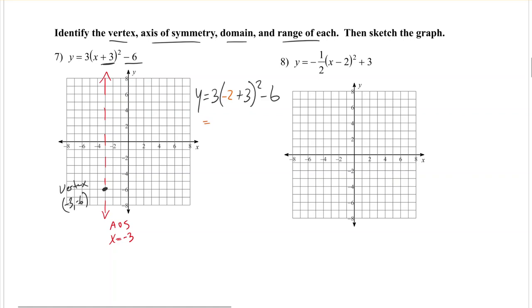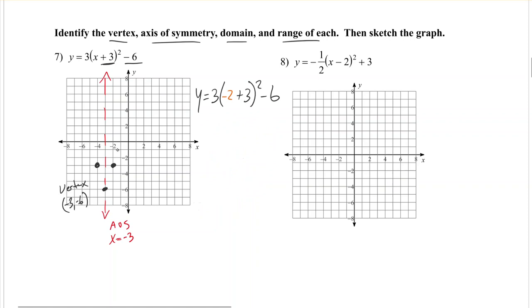let me write this out for you, 3, that makes 1. Following our order of operations, that's going to make 1 again. 3 times 1 makes 3, and 3 minus 6 is -3. So that means when x is -2, y is -3, that's our next point, -2, -3, right there. Because of the axis of symmetry, we know we have another point on the other side of the axis of symmetry, right there.